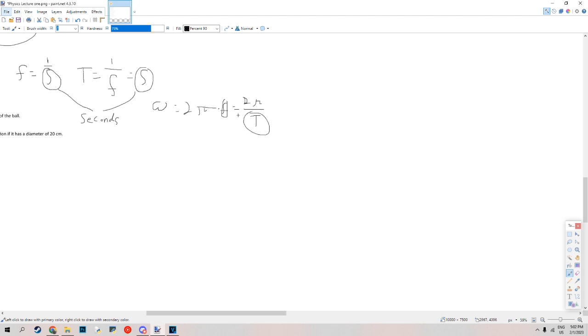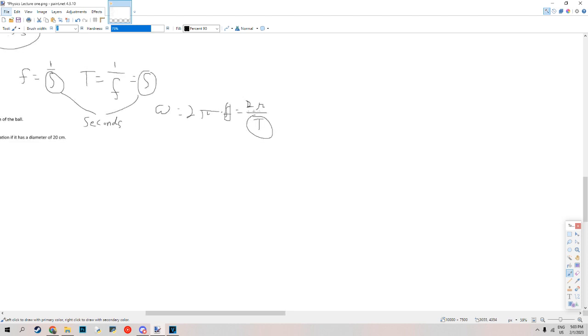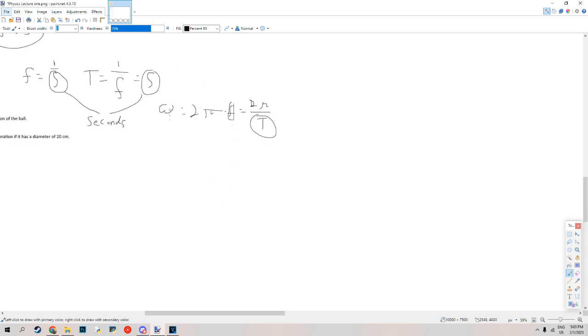And obviously you could use this to plug it into acceleration if need be, where it's going to be frequency squared or whatever. Yeah, that's that. Bye.